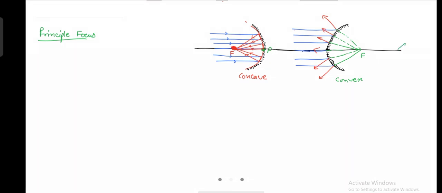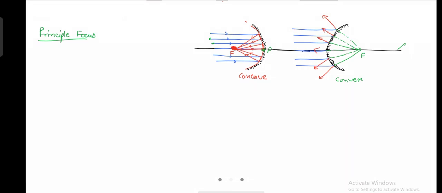Now you see these blue lines, all of these blue lines, which are the incident rays, are coming parallel to the principal axis. This one is also parallel to the principal axis. This is also parallel. Every one of them is parallel to the principal axis.